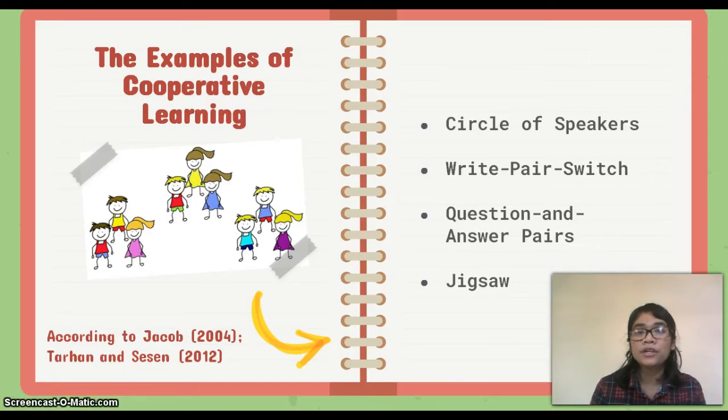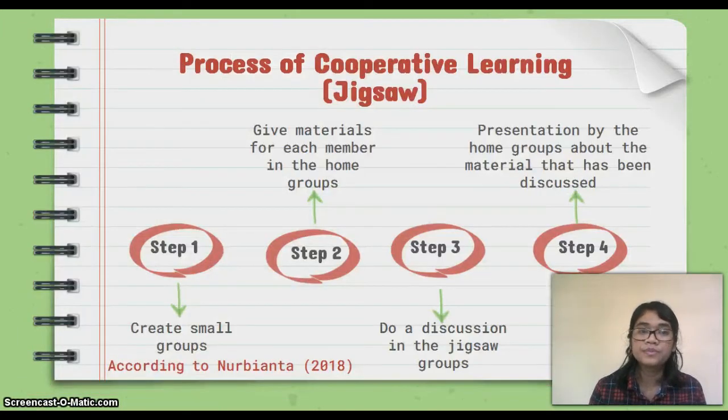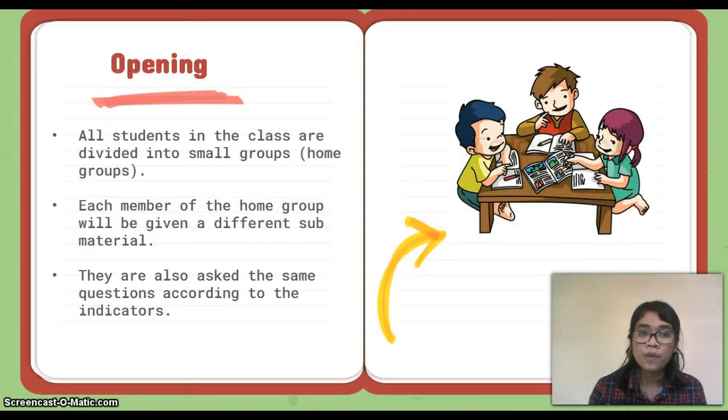My friend told about the examples of cooperative learning before, so I would like to continue her presentation into the process of cooperative learning. As we saw before, one example of a cooperative learning technique is jigsaw. According to Nurbianta in 2018, jigsaw has a simple process with 4 stages in 3 activities. It is divided into opening activities, main activities, and closing activities. I will explain one by one.